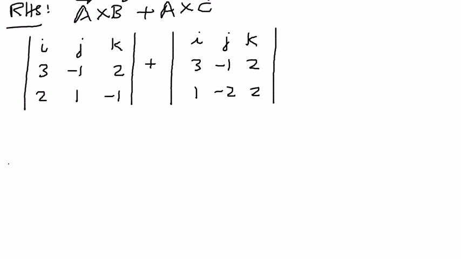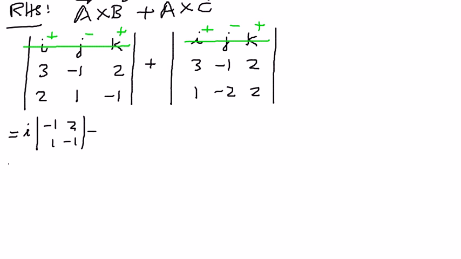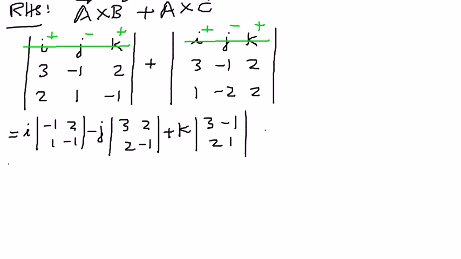So in here again, we will travel along the first row, and the sign convention we're going to follow is positive, negative, positive. Same thing here, we'll travel along the first row, the sign convention will be positive, negative, positive. Therefore, when we expand this, we're going to have I, the minor of that will be negative 1, 2, 1, negative 1, minus J, the minor of that, which is 3, 2, 2, negative 1, and then plus K, the minor of that, which is 3, negative 1, 2, 1, and then plus all of that.